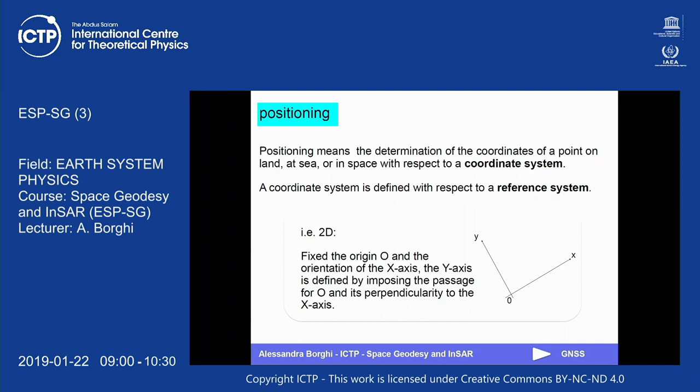Now when we speak about positioning, we need to speak about a reference system. As you know from your previous studies, when you were young and had to draw something in a Cartesian plane, you fixed two axes. So you fix your reference system. The same for geodetic positioning. You need a reference system and you need to design a coordinate system correlated to this one. So this is the simple one. We need to fix two axes in a bidimensional case and an origin.